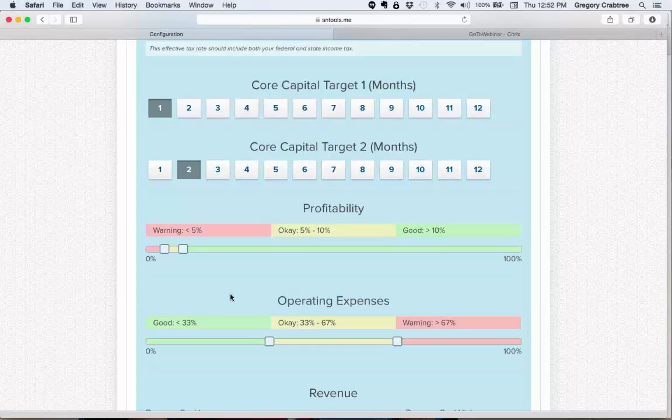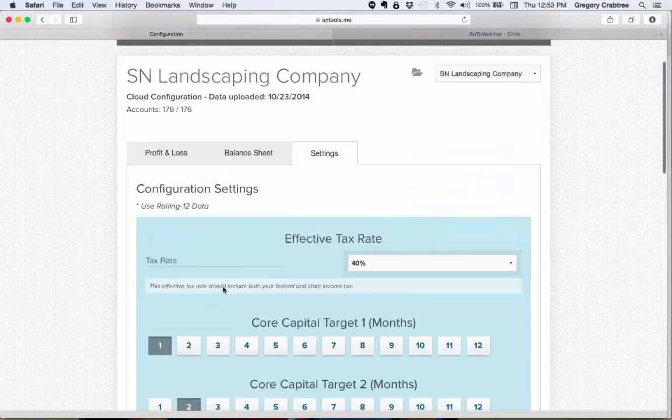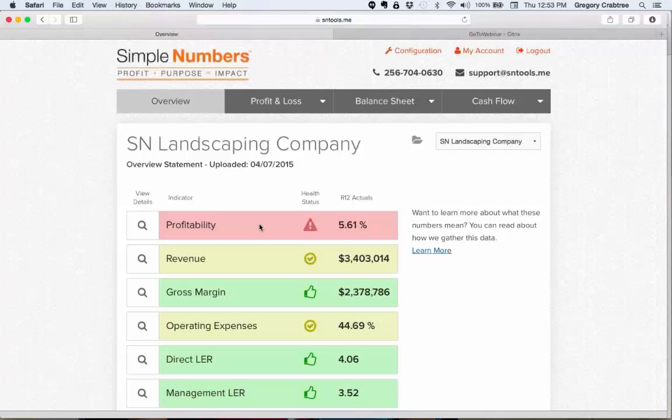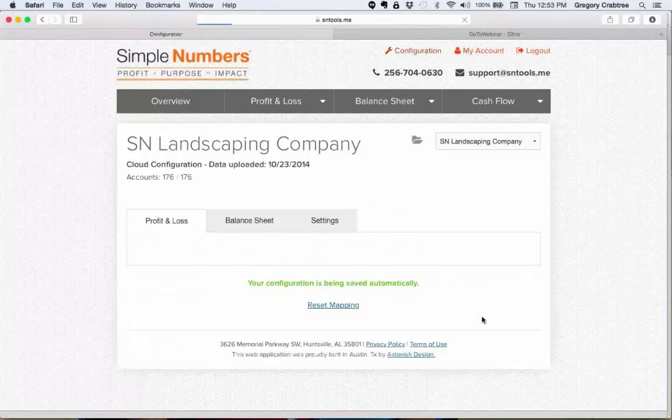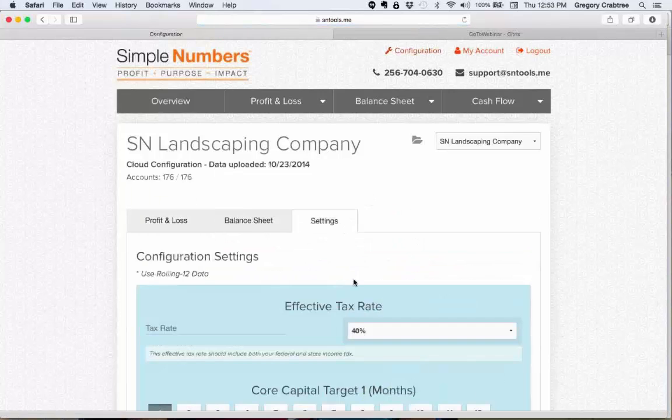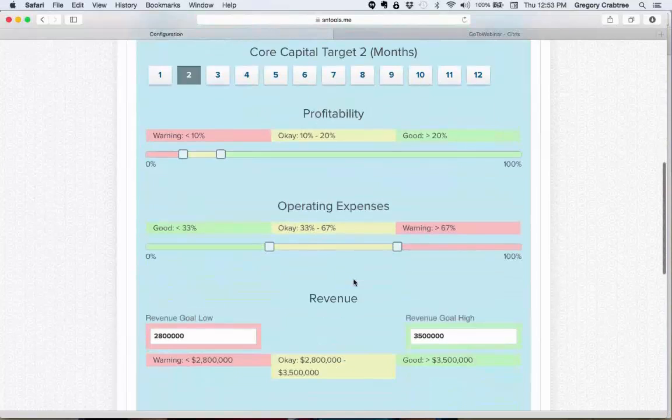But we feel pretty confident that 5, 10, and 15 is going to capture the bulk of the businesses. So you can basically just grab this and slide that scale, so if good is 20% and the warning level is at 10%, I can apply that to it. When I go back over to the overview, you can see that profitability is now in the red where it was in the yellow before. So it's pretty easy to make those settings changes and set your particular targets the way that they need to be.